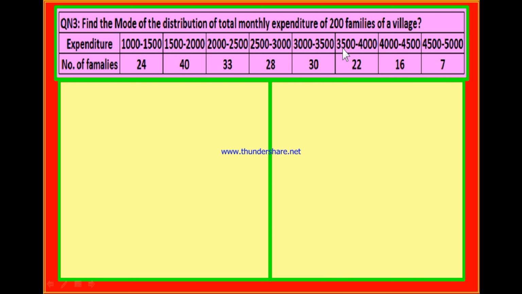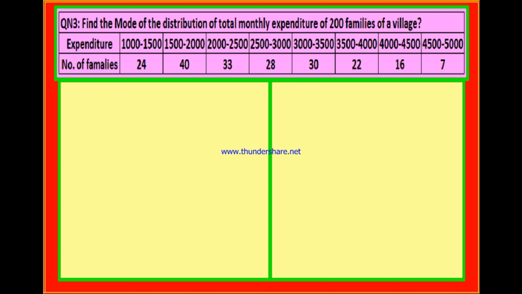The expenditure between 3500 rupees to 4000 rupees, the number of families 22. And the expenditure between 4000 rupees to 4500 rupees, the number of families 16. And the expenditure between 4500 rupees to 5000 rupees, the number of families is 7. Now we have to find the mode for this given group distribution.